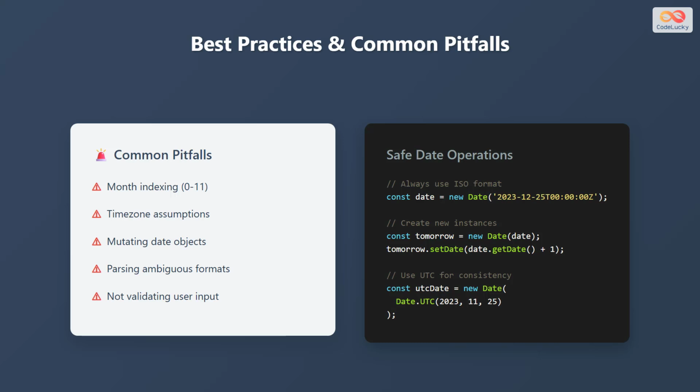Let's review some best practices and common pitfalls to avoid when working with dates in JavaScript. Be aware that the month indexing starts from 0 to 11. Avoid making assumptions about time zones. Do not mutate Date objects directly. Always create new instances to avoid unexpected side effects. Be cautious when parsing ambiguous formats. Always validate user input to prevent errors. Always use ISO format. Create new instances of Date objects when performing operations. Use UTC for consistency.